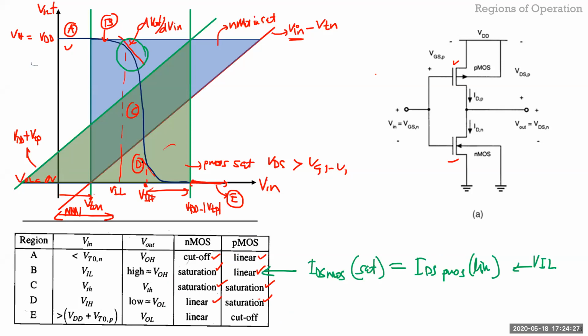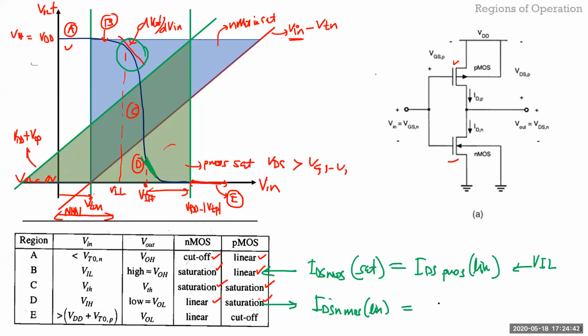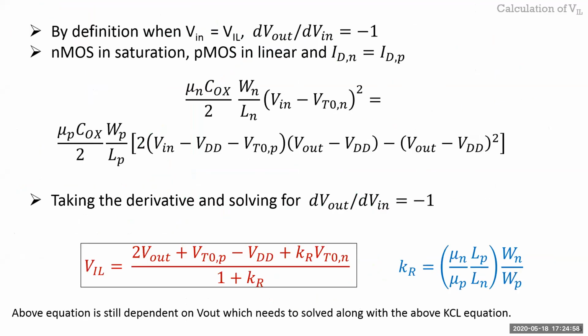For VIH calculation, you are in this region here. In this case, you want to write the IDS of NMOS in the linear region and the IDS of PMOS in the saturation region. And that will be your VIH calculation. Okay, and that's what is happening in all these calculations.